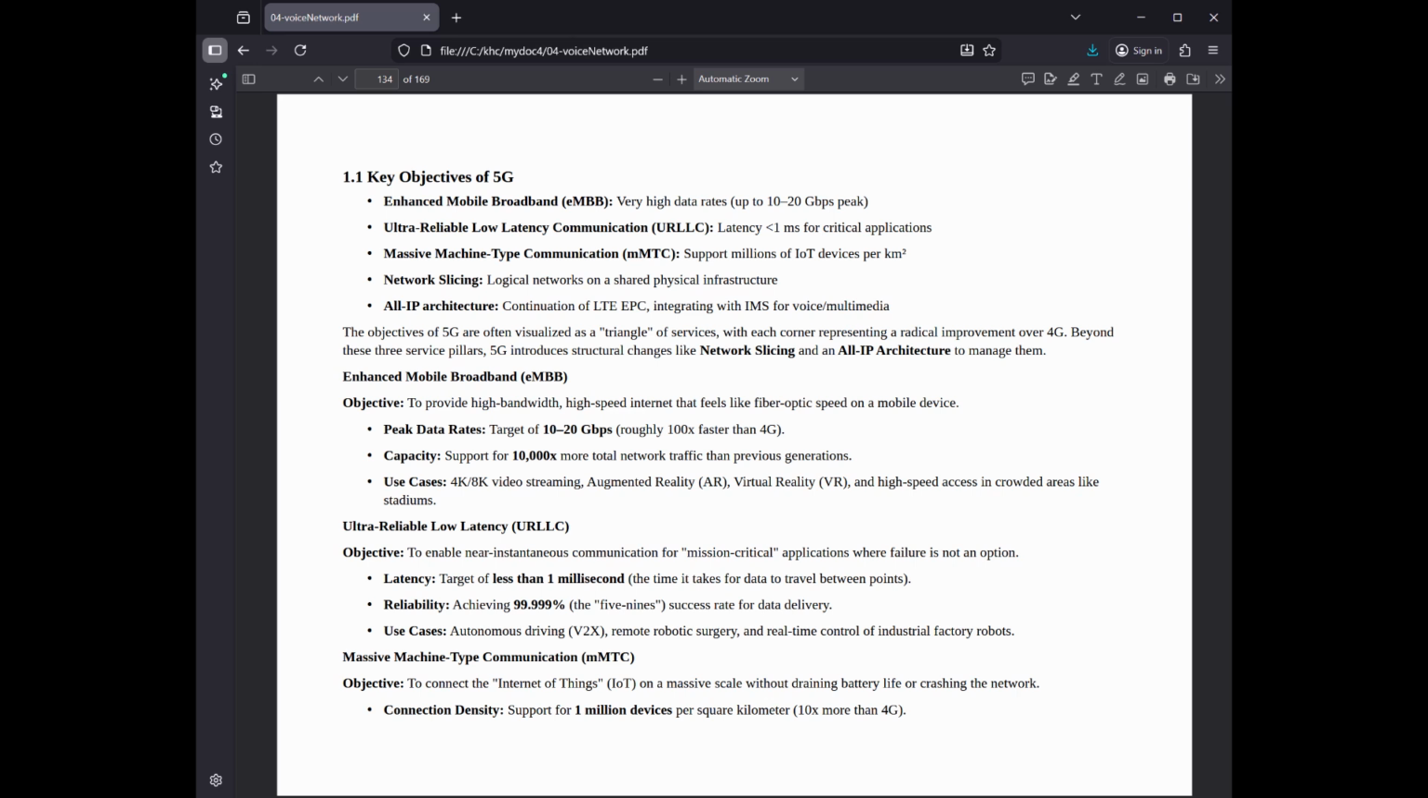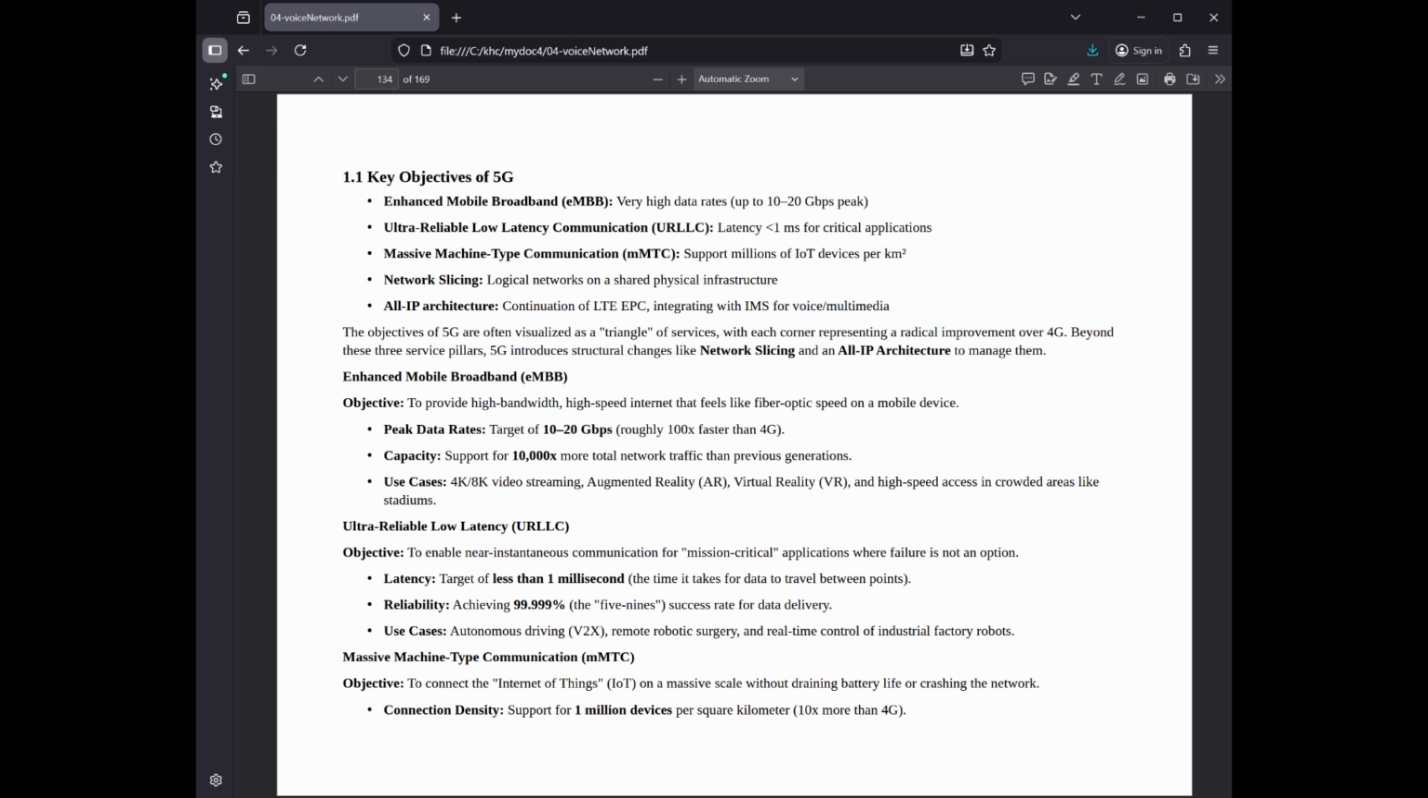Enhanced mobile broadband, eMBB. Objective: to provide high bandwidth, high-speed internet that feels like fiber optic speed on a mobile device. Peak data rates: target of 10 to 20 Gbps, roughly 100x faster than 4G. Capacity: support for 10,000x more total network traffic than previous generations. Use cases: 4K/8K video streaming, augmented reality, AR, virtual reality, VR, and high-speed access in crowded areas like stadiums.